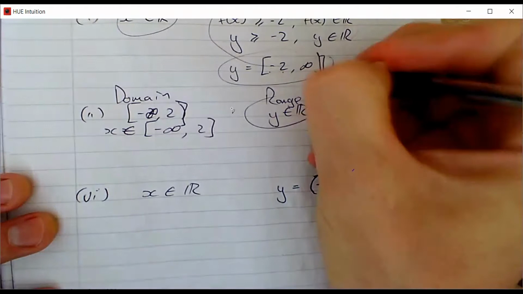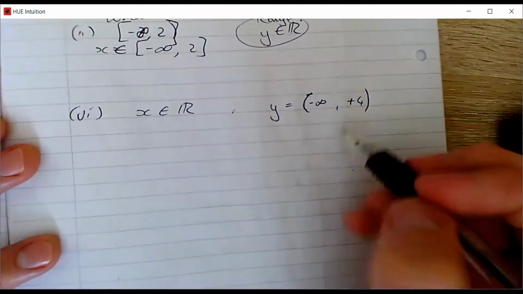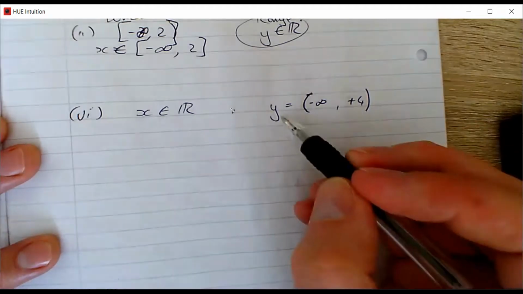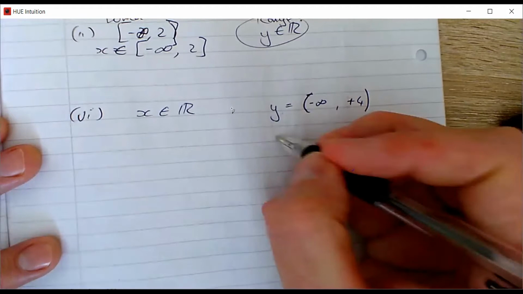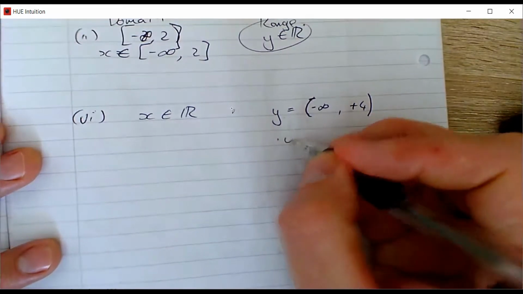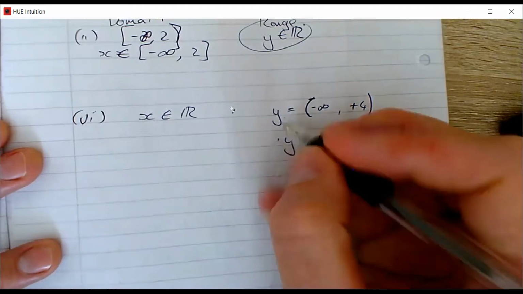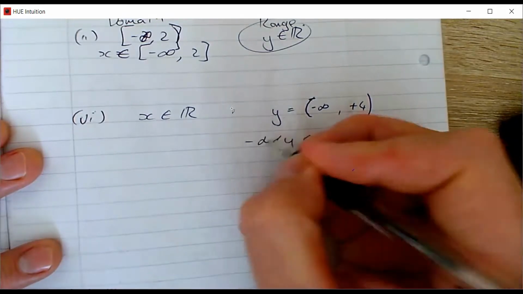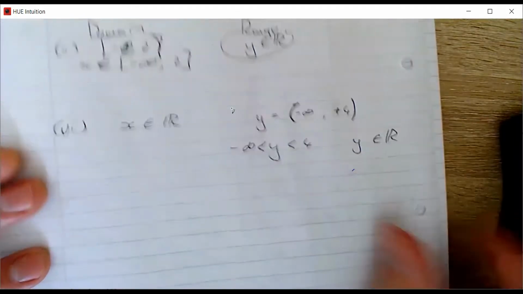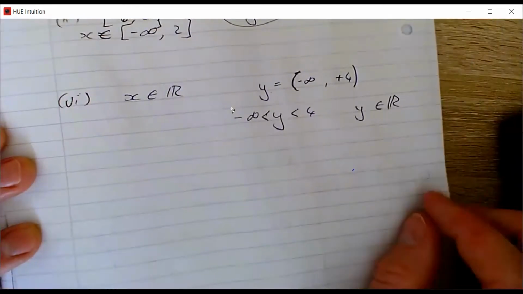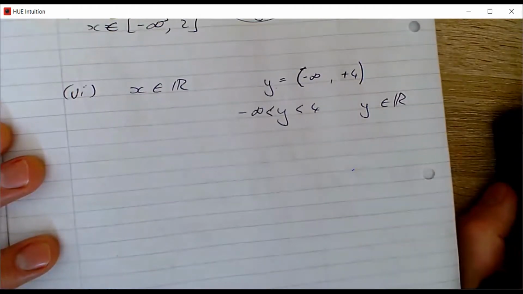I probably shouldn't have had a round bracket. Infinity always takes a round bracket because it's not a real number. It's an idea. That can also be written as y is less than or equal to 4 and greater than -infinity, where y is an element of the real numbers. There's multiple ways that these can be represented, all of which mean the same thing.